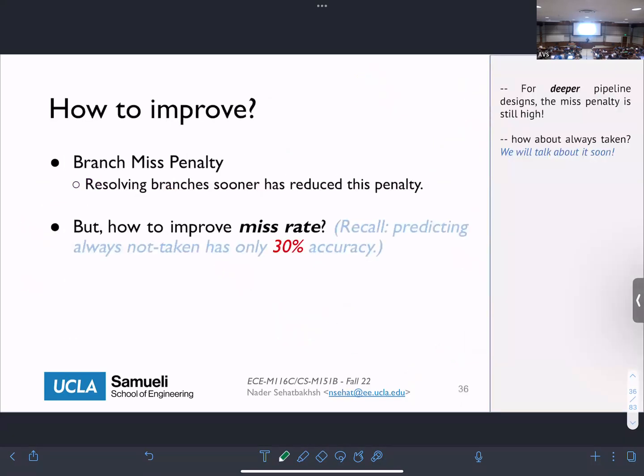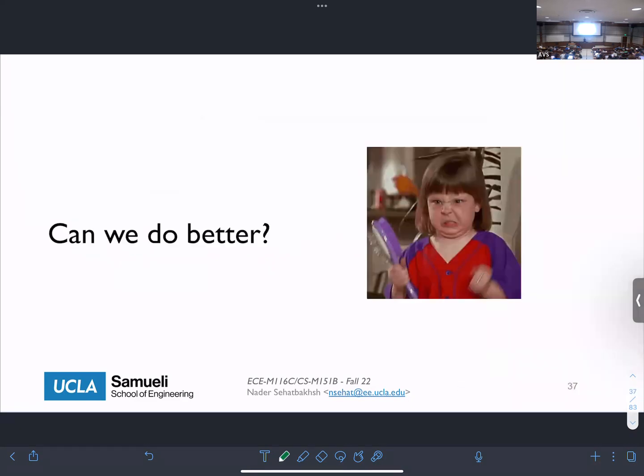Okay, so this was the very quick thing about the compiler. Going back to the hardware, by resolving the branch sooner, we are reducing what we call the miss penalty. But still we are only doing 30% on our miss rate, right? By doing not taken, we are only doing 30%. So that's not great. Let's see what we can do better. Can we maybe improve this 30% to something better?